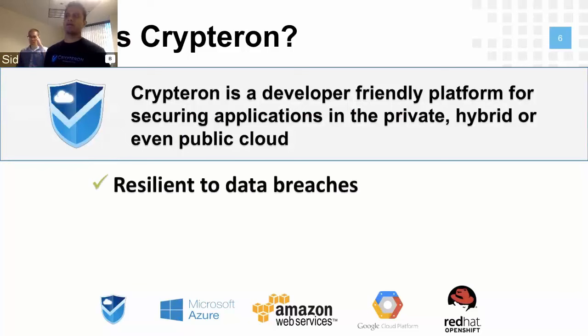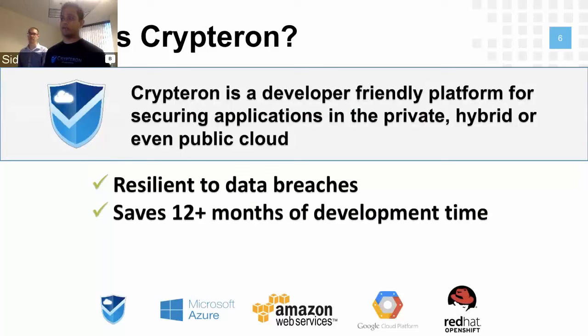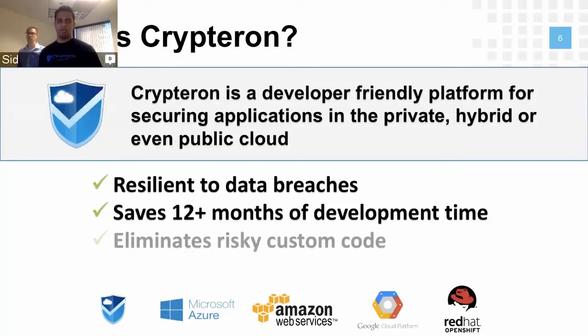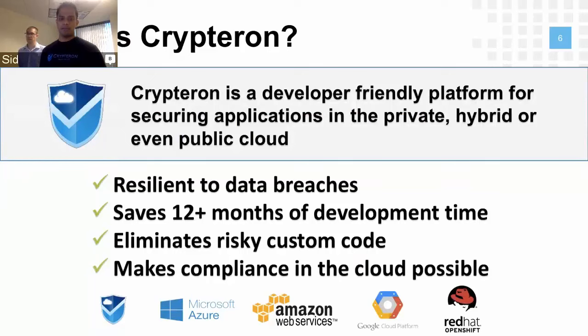Back to who we are: Crypteron brings resilience to data breaches and saves over a year of development time. We get rid of risky code, which is the custom code that people write, thousands of lines just to interface with a bunch of different key managers, then access controls, all of that stuff that is not adding any value, so you get rid of it. And you make compliance in the cloud possible.